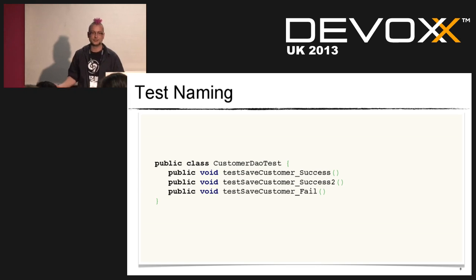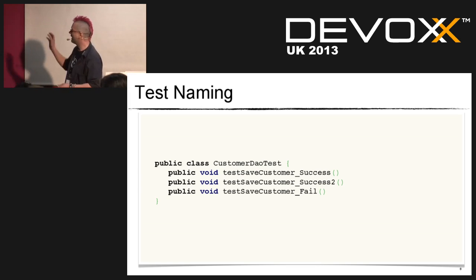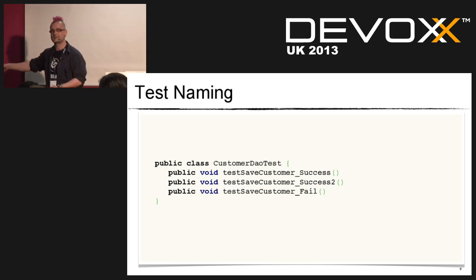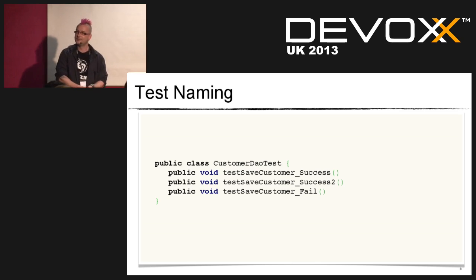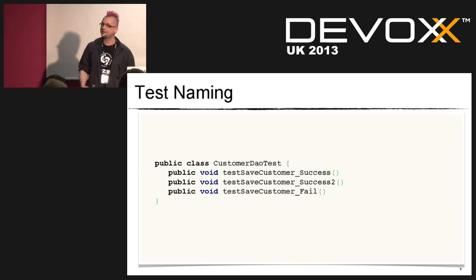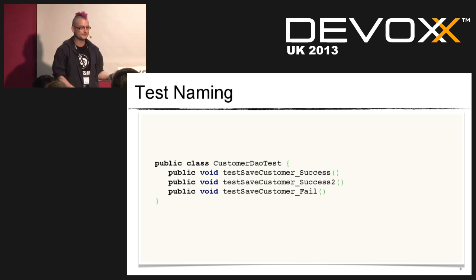One of the things I like to do is ignore the fact that I'm testing this class and this method. That isn't very important, and it's also not very resilient to refactoring. So in this example here is my save customer method. I refactor the name of that method now. My tests are now pointing at something else. They're not giving me the information I need.